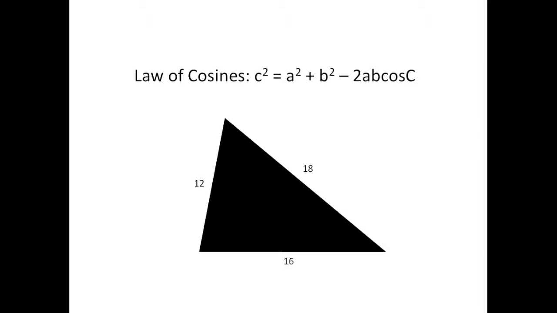This is the law of cosines, which states that side length c squared is equal to side length a squared plus side length b squared minus 2 times side length a times side length b times the cosine of angle C. In this case, angle C is across from side length C, angle B is across from side length B, and angle A is across from side length A.